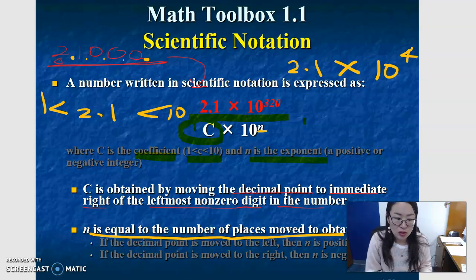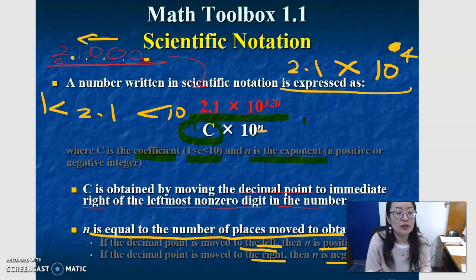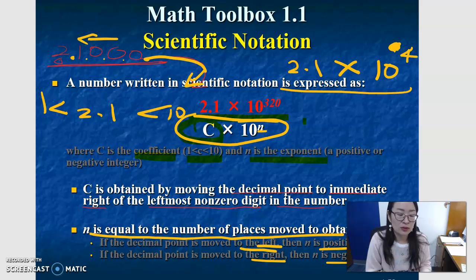Then negative or positive depends on the direction you move. If you move to the left, it's positive. If you move to the right, it's negative. Which direction did I move? I moved to the left, so it's positive. You can write positive, but usually you don't have to. If you just put 4 there, everybody knows it's a positive power. Okay, so this is how to convert a decimal number into scientific notation. Let's do some practice.